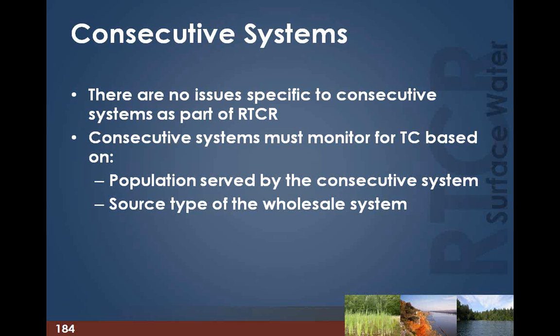Yes, Tom? The one exception to it being based on the source type of the wholesale system is where the consecutive system has its own source as a subpart H source, and the wholesale system is a groundwater-only system. In that case, you monitor based on the fact that you have subpart H, even though it's not from the wholesale system, it's from your own source. So if you have either purchased or your own source that's surface water or groundwater under the direct influence of surface water, you monitor as a subpart H system.